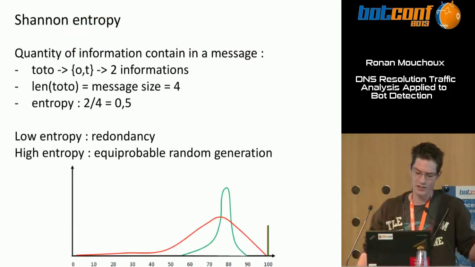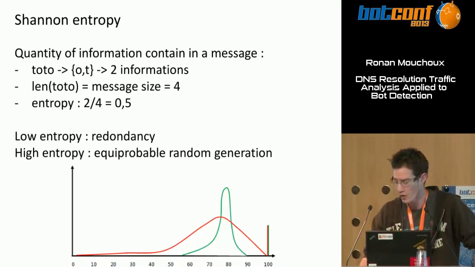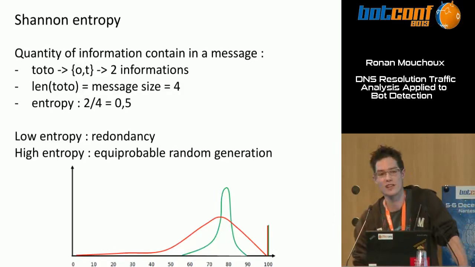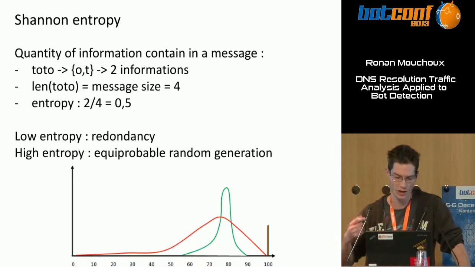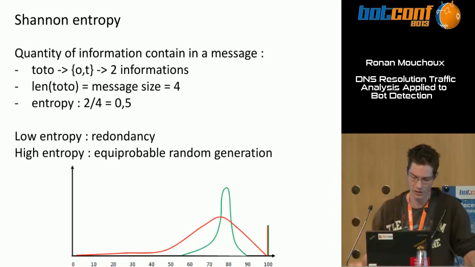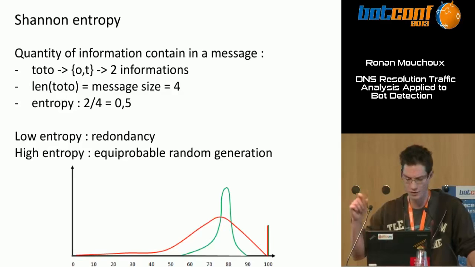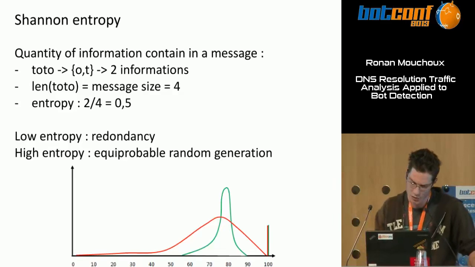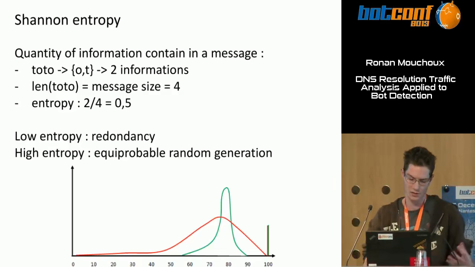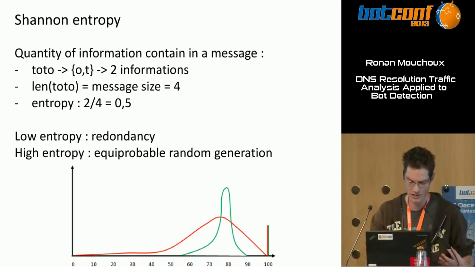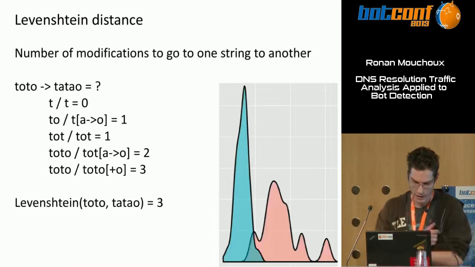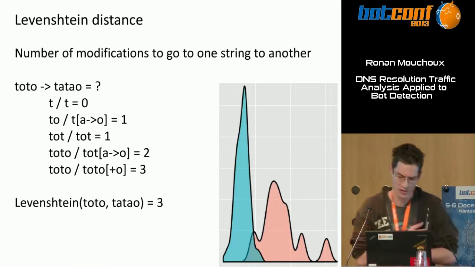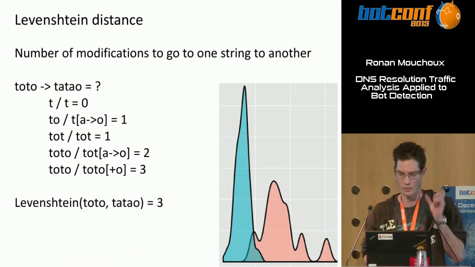Basically, Shannon is the quantity of information contained in one message. So if the message is Toto, there are two pieces of information, T and O, and then you do the math: information divided by the length of the message, and you have the entropy. If you have a low entropy, the string has a lot of redundancy, and high entropy is highly random.